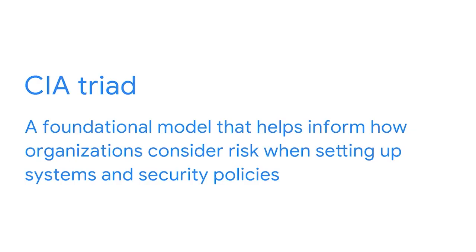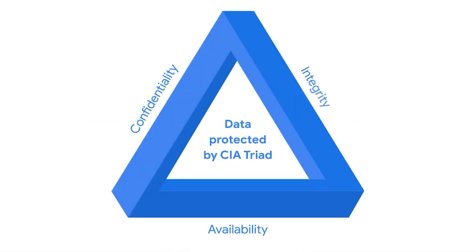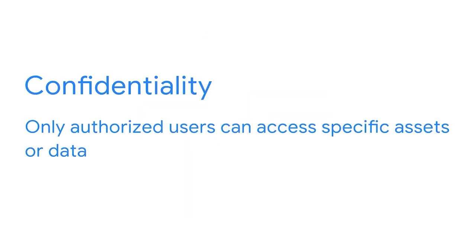Let's get started. The CIA triad is a foundational model that helps inform how organizations consider risk when setting up systems and security policies. CIA stands for confidentiality, integrity, and availability. Confidentiality means that only authorized users can access specific assets or data. For example, strict access controls that define who should and should not have access to data must be put in place to ensure confidential data remains safe.